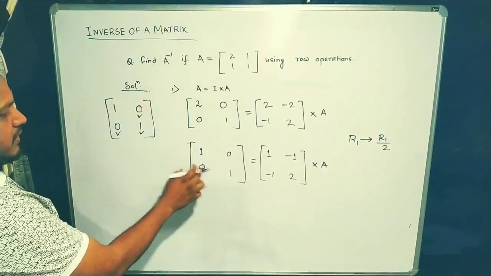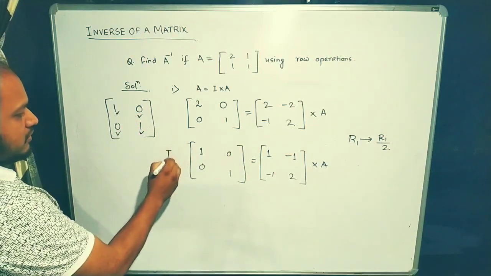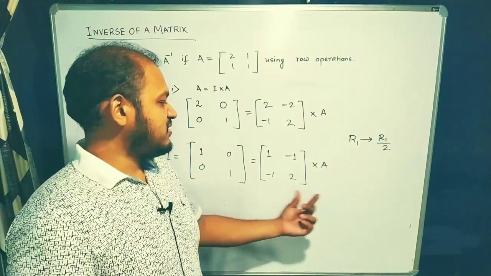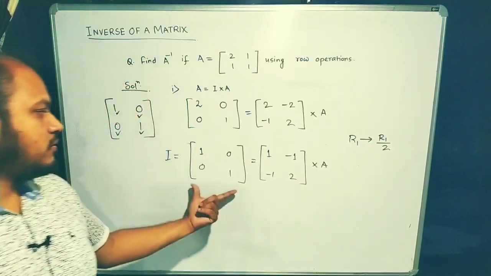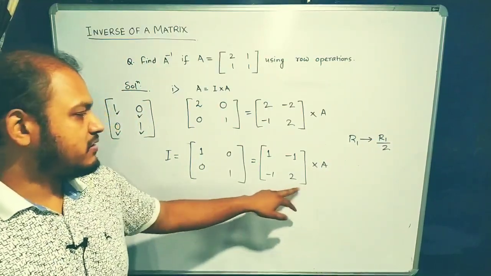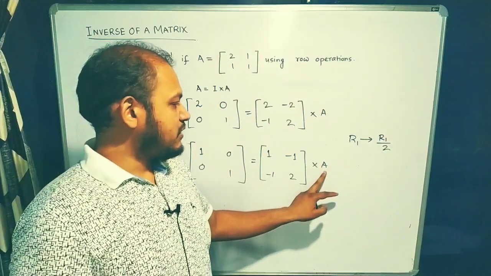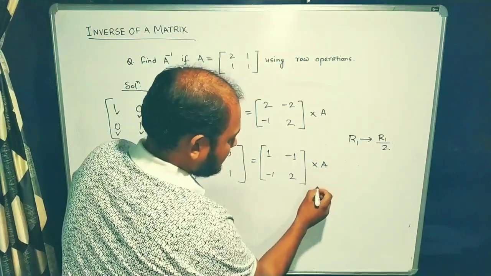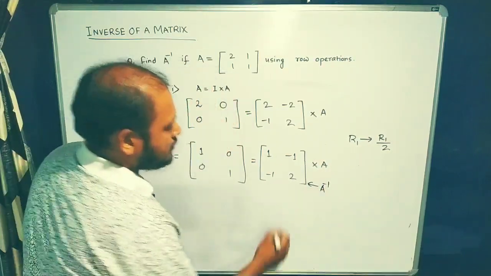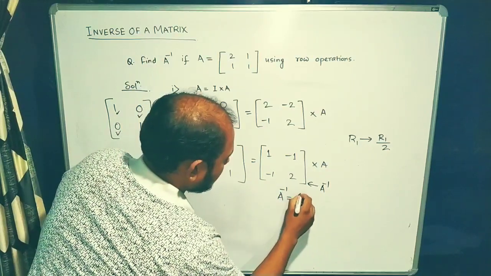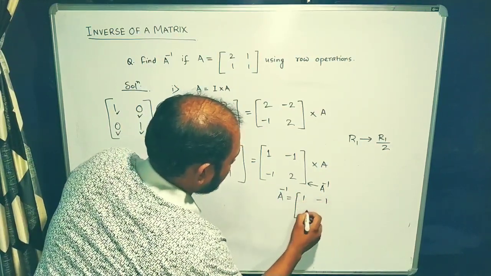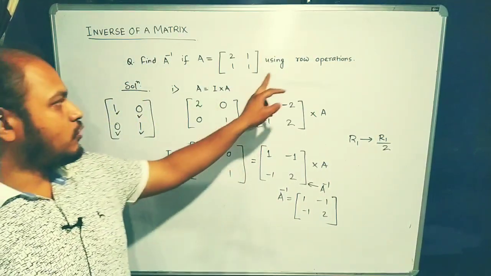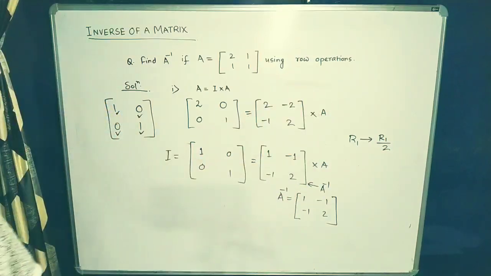So now we are seeing that this matrix has become identity matrix I. And we know from our theory of inverses of a matrix, if any two square matrices get multiplied and the product is equal to identity matrix, then these two matrices must be inverses of each other. That means inverse of A is this matrix and inverse of this matrix is A. So we are seeing that if this is A, then this must be A inverse. In other words, we have successfully found the value of A inverse, and that is 1 minus 1, minus 1 2. This is your answer. Okay, so using row operations, we have successfully found the value of A inverse.